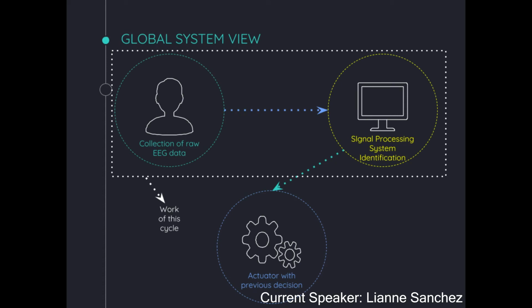In this next slide, we can appreciate the global system view of our possible system. It's important to notice that for this academic year, we will be focusing on the top 2 parts. So we will be focusing on collection of raw EEG data, sending that data through Bluetooth to a computer to do signal processing and system identification.